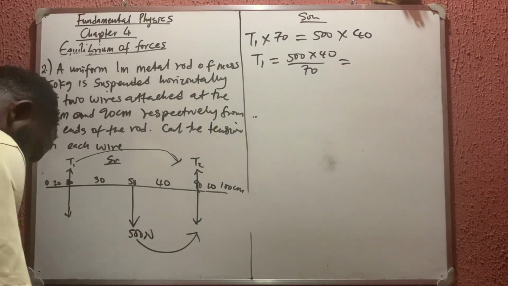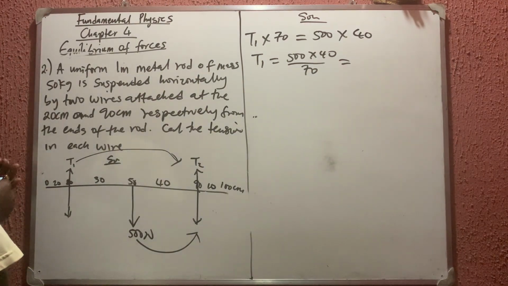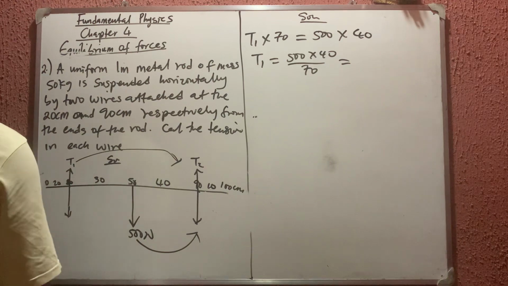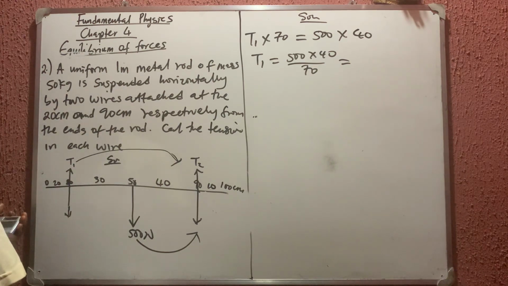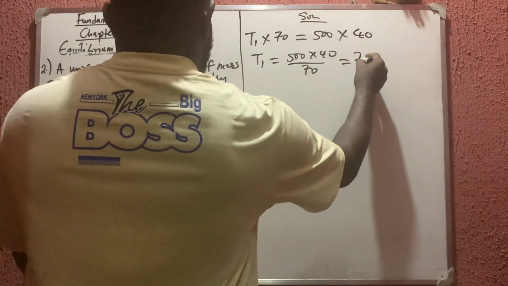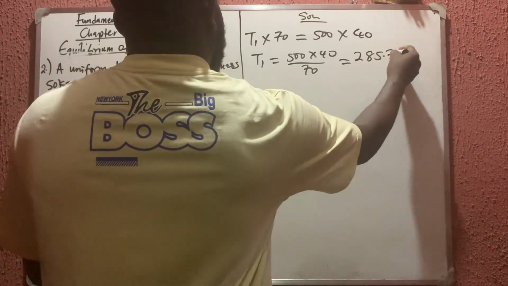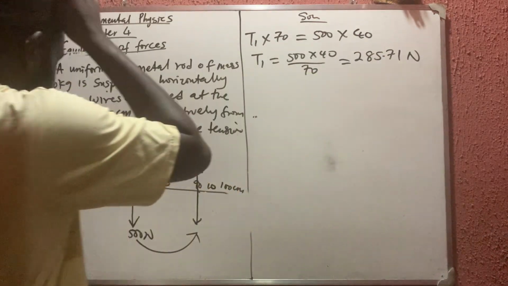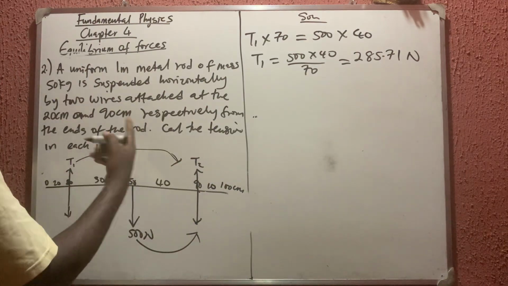So you're going to have 500 times 40 divided by 70. So I'm going to have 285.71 Newton.